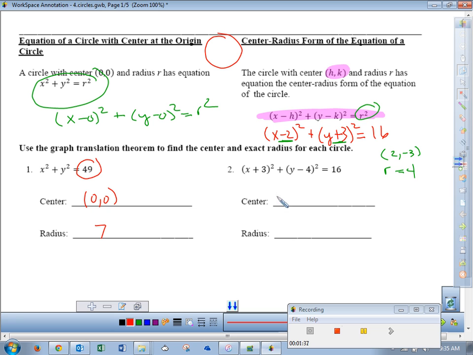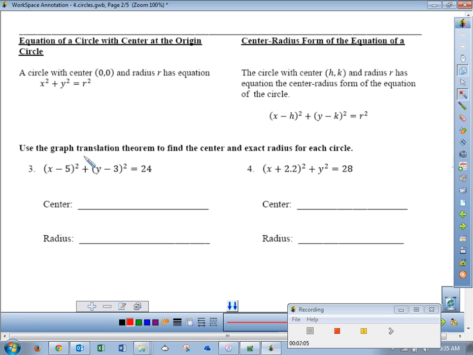Here's my center. It's the opposite both times. That's a -3, correct? And this will be a positive 4. Good deal? And our radius is the square root of this number, which would be 4 in this case. Pretty simple concept. Center, radius 4. Again, the center of this one would be (5, 3).